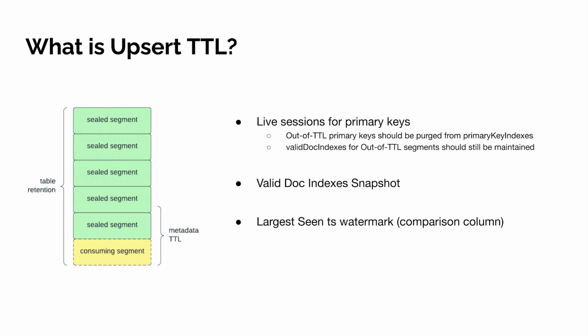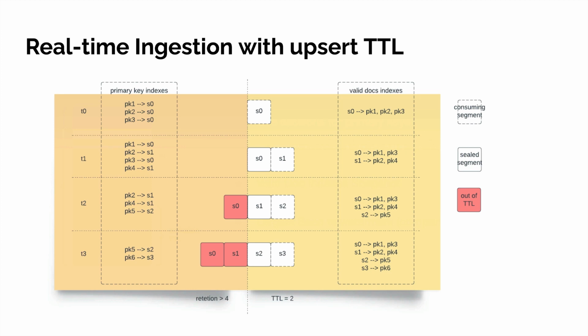With this TS value managed by the TTL, we get to know what time the primary key expires and which primary keys can be removed from the primary key index. Let's take a look at an example. As we can see, there are three types of segments: consuming segments, sealed segments, and out-of-TTL segments. The sealed segments and out-of-TTL segments are immutable, and the consuming segment is the one that can still be discarded.